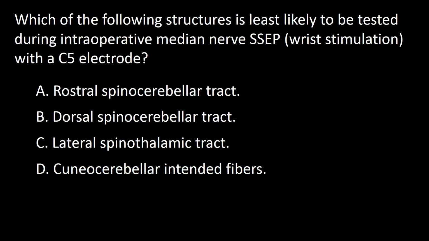Next question. Which of the following structures is likely to be tested during intraoperative median nerve somatosensory evoked potential with stimulation at the wrist using a C5 electrode? A. Rostral spinocerebellar tract. B. Dorsal spinocerebellar tract. C. Lateral spinocerebellar tract. D. Cuneocerebellar fibers.